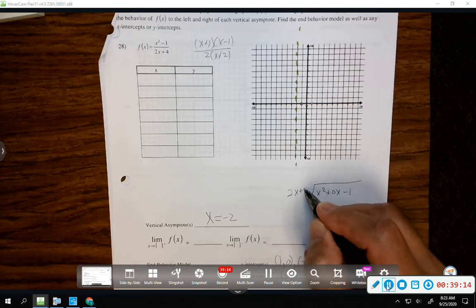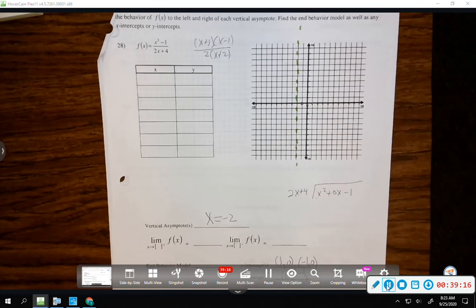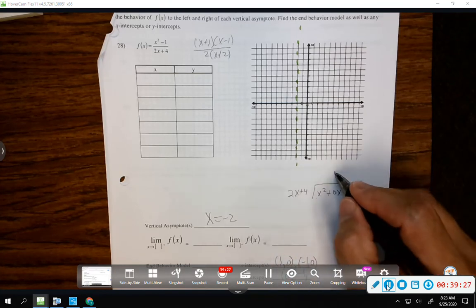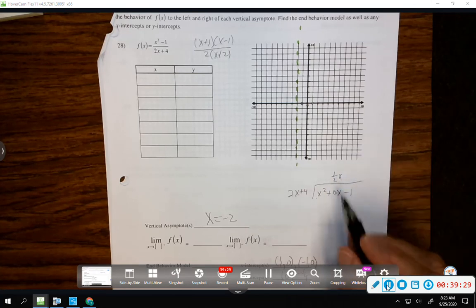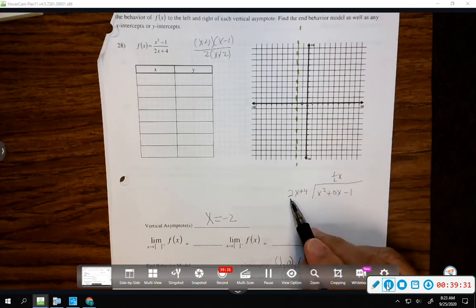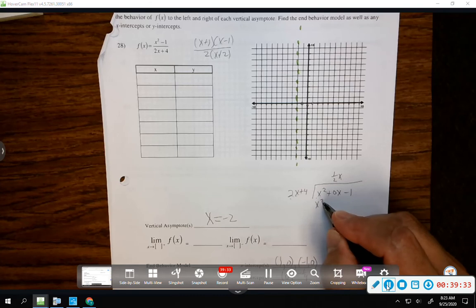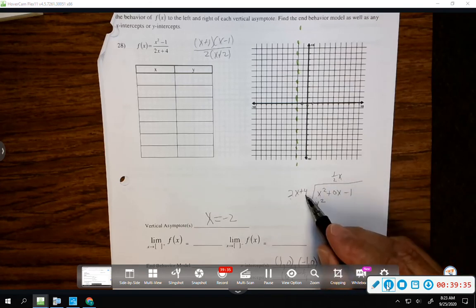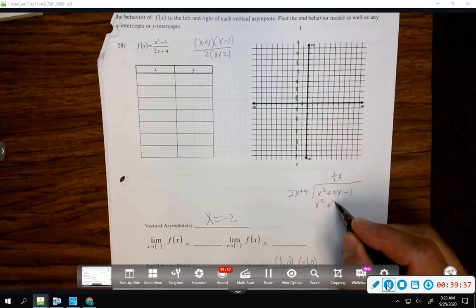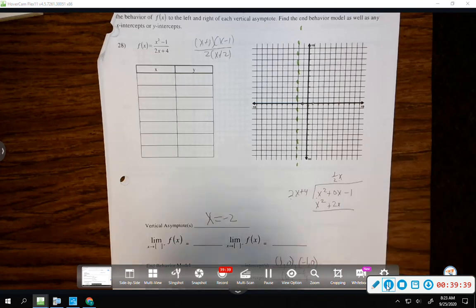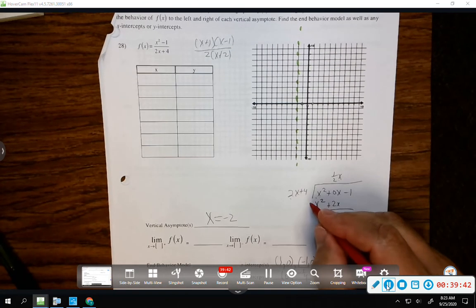When do we ever use long division? I have a lot of algebra teachers ask me that. Here it is. What do we multiply 2x by in order to get an x squared? A 1/2 x. 1/2 x times 2x, we get x squared. 1/2 x times 4, positive 2x. Instead of subtracting, we will change the signs and add.